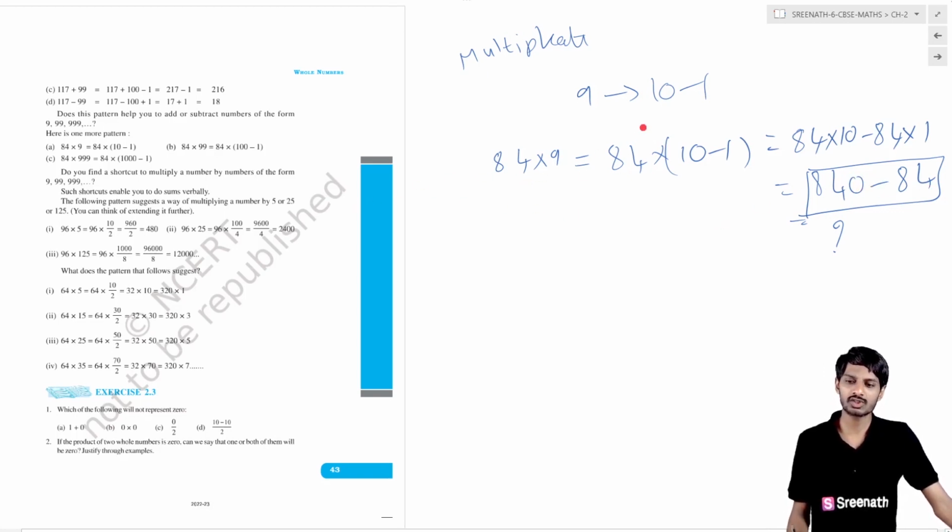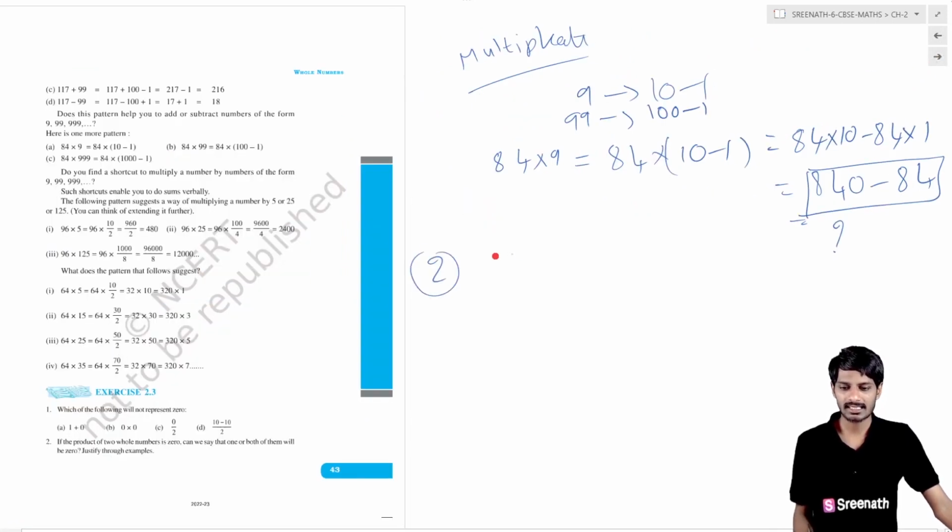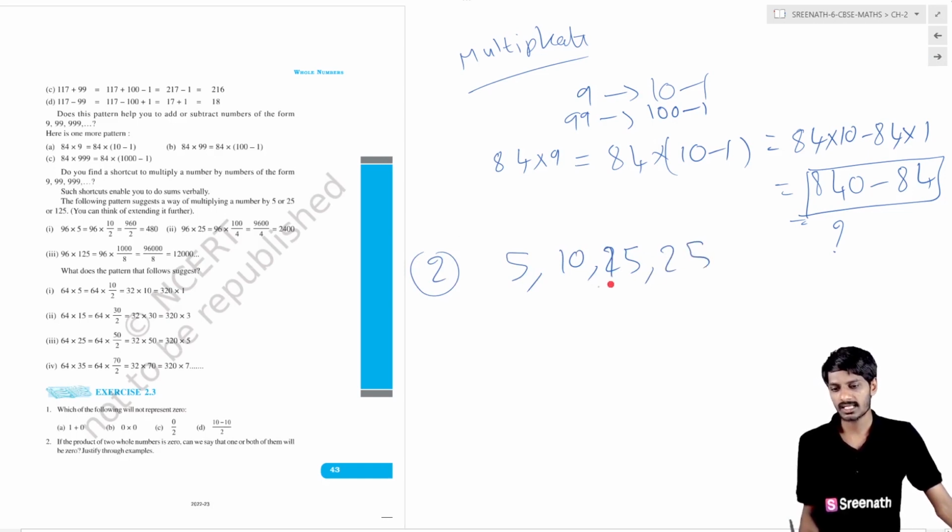So in multiplication also you can use 10 minus 1 for 9 and 100 minus 1 for 99. So your calculations will be very simple. Okay, then what about in the case of this? The first case is about 9, 99, 999, and the second case is about 5, 15, 25, 35, 50. In these cases, what do you have to write?